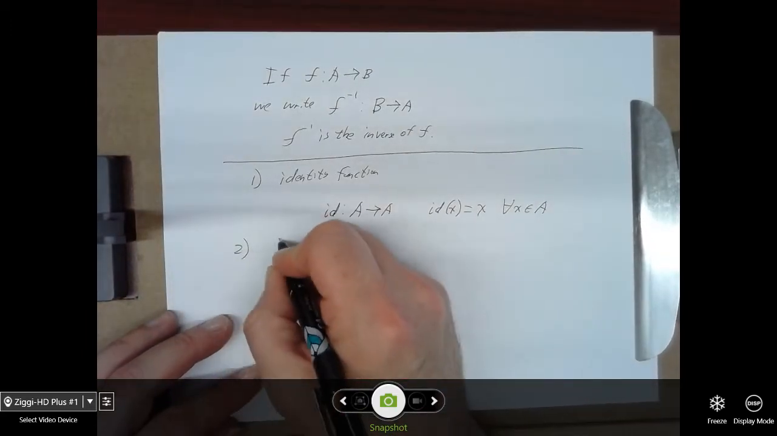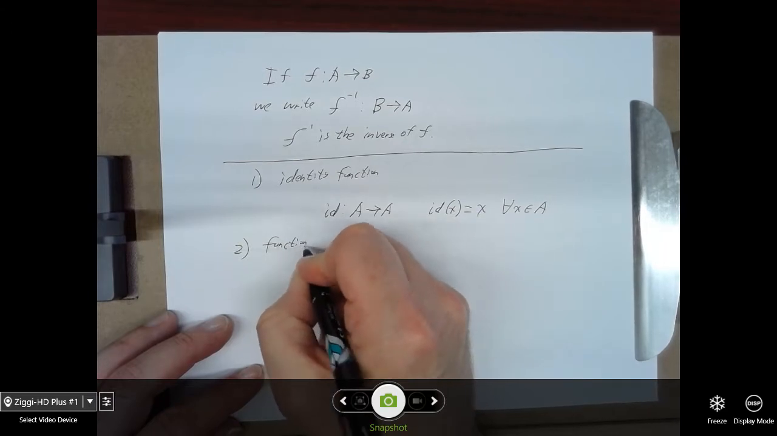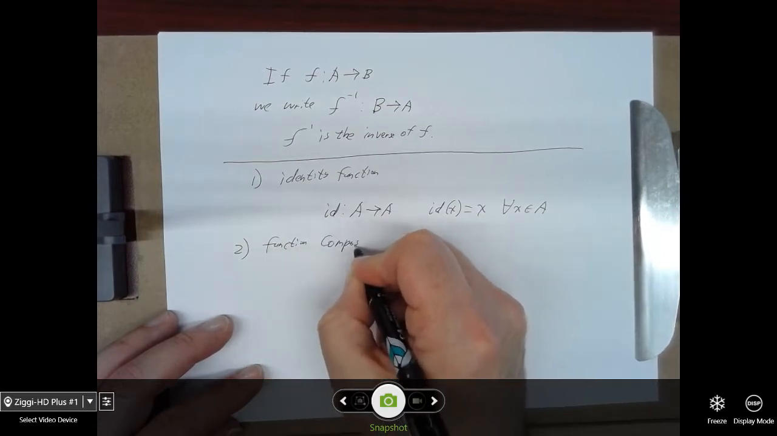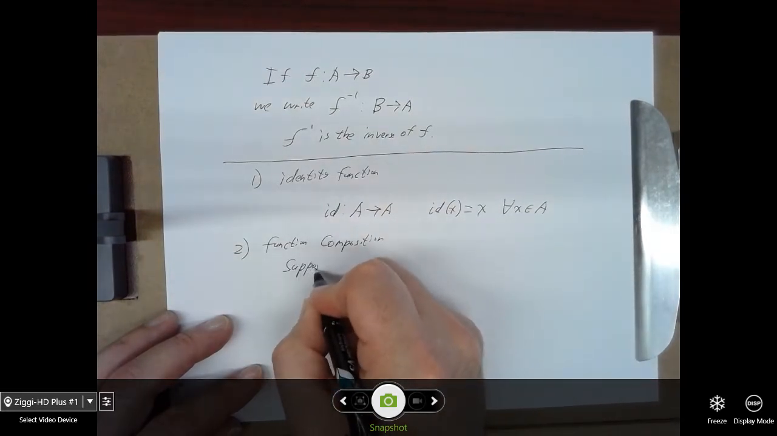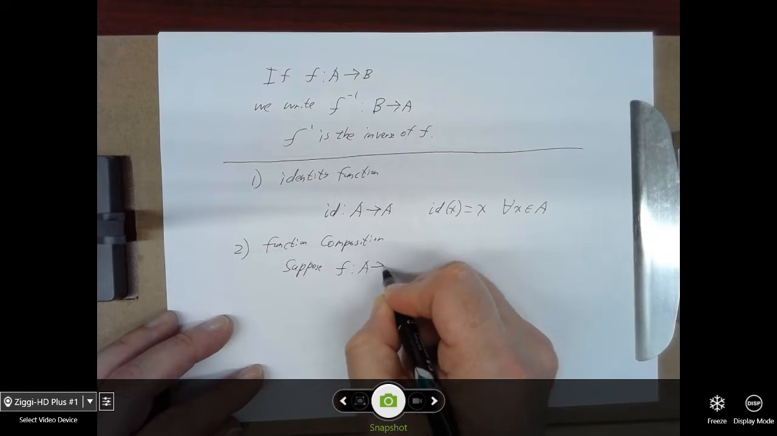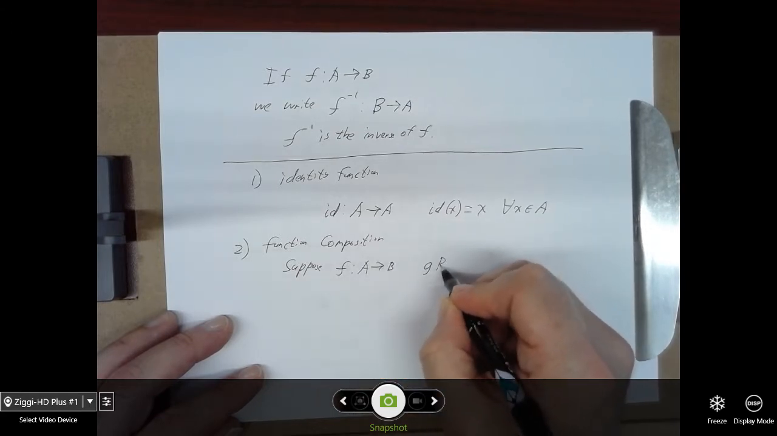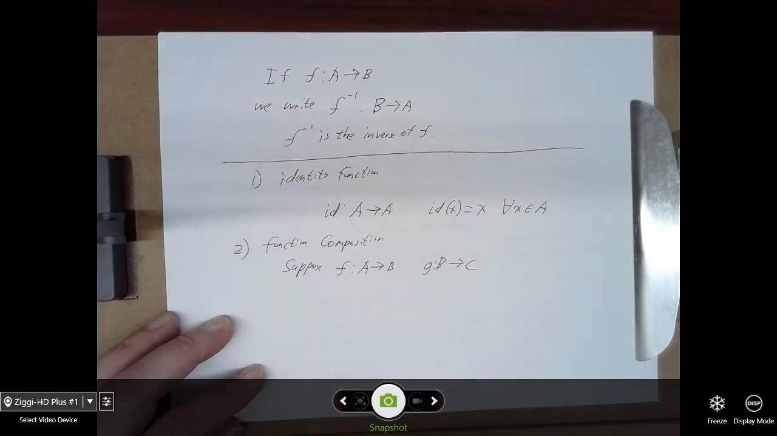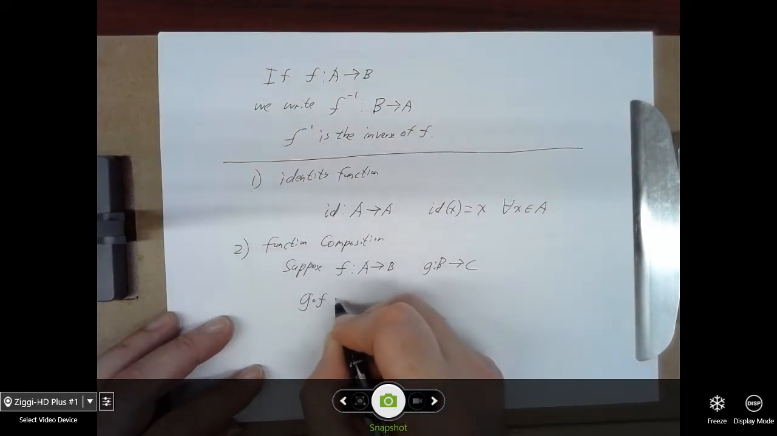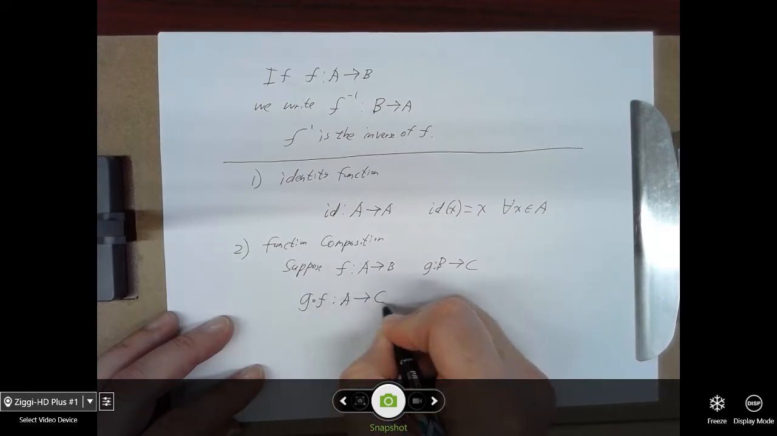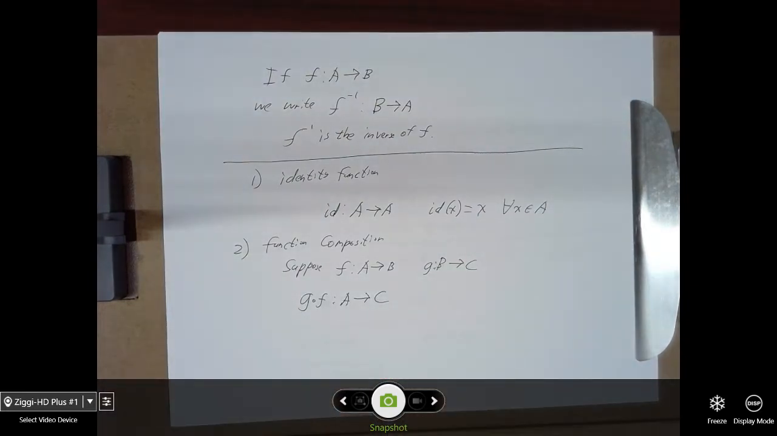Okay, the other thing we need is function composition. So suppose f is a function from A to B, and g is a function from B to C. We can write a new function, which is g little circle f, as a function from A to C. So f goes from A to B, g goes from B to C. This new function will go from A straight to C.